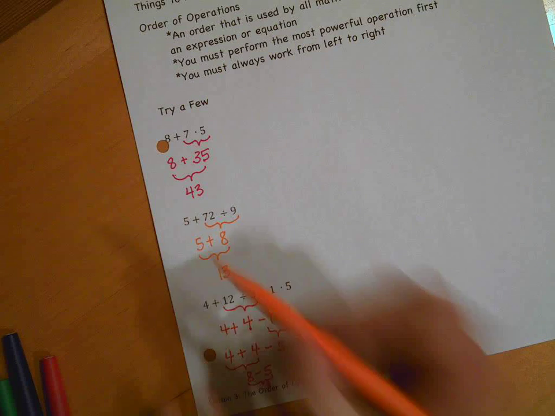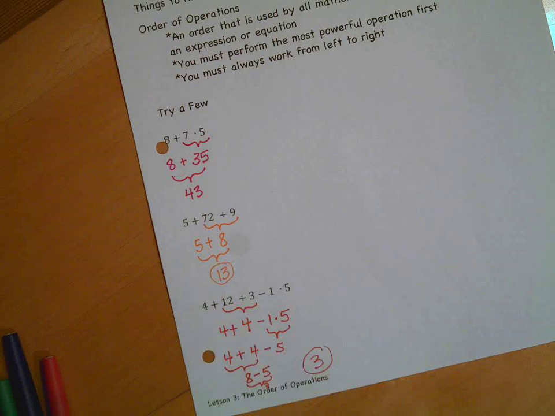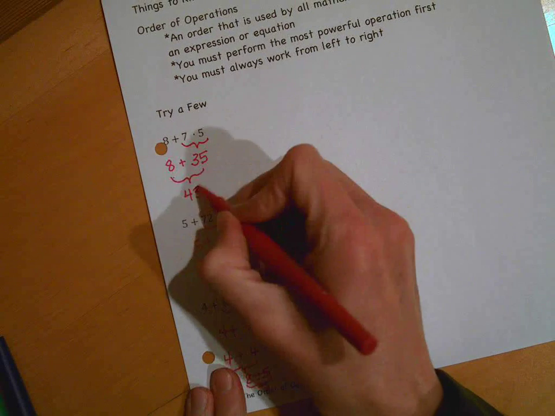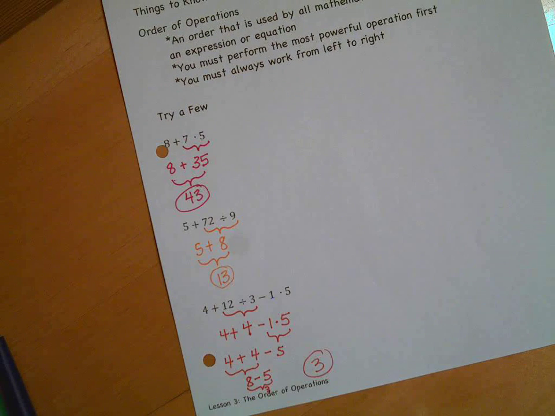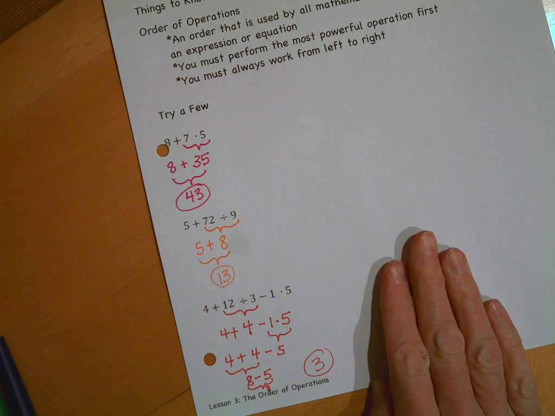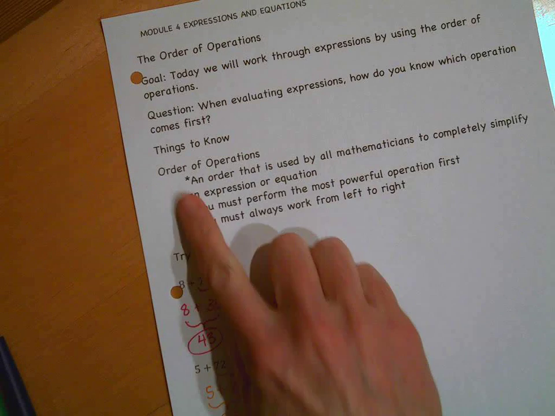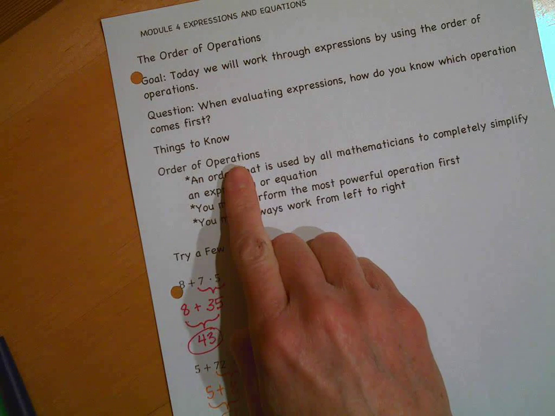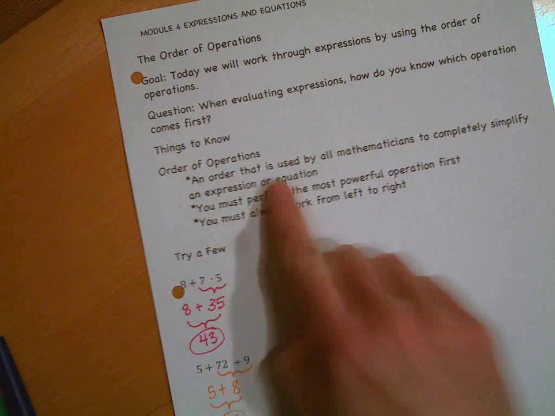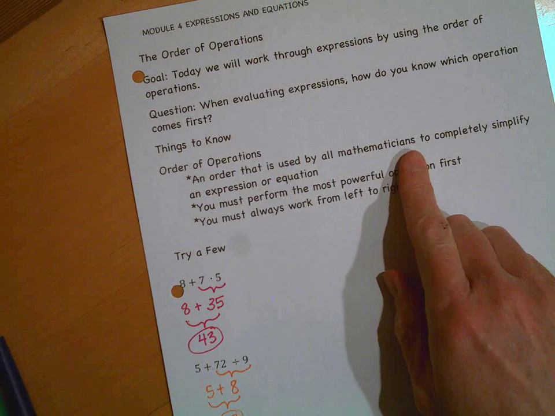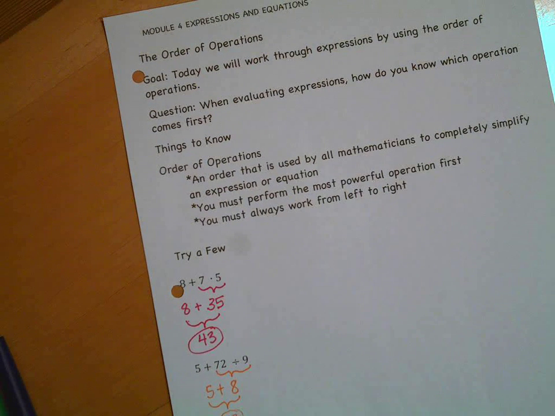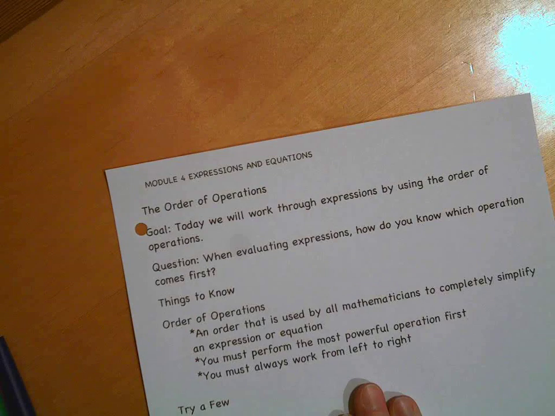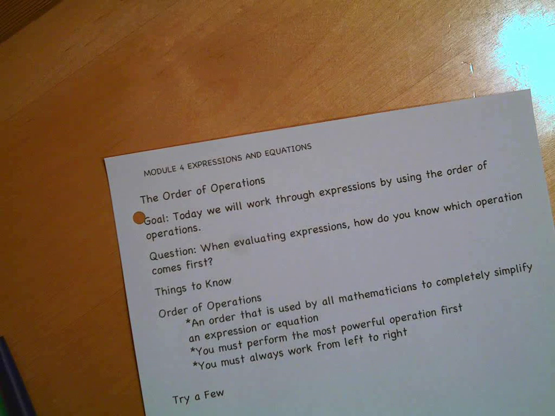Just like the most simplified expression for this long expression is 13, and the most simplified expression for this longer expression is 43. And by doing these 3 different practice problems, we now have followed the order of operation. Order of operations is the order that all mathematicians use to completely simplify an expression or equation. So going back to our goal today, we will work through expressions using the order of operations.